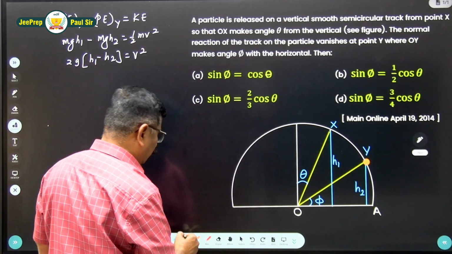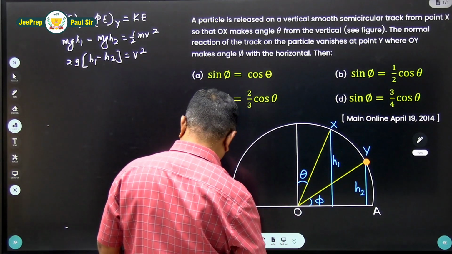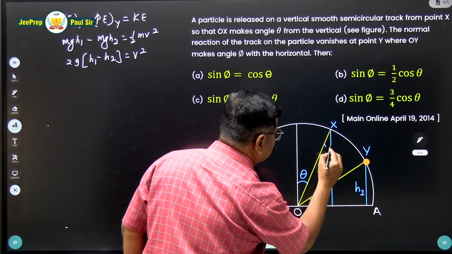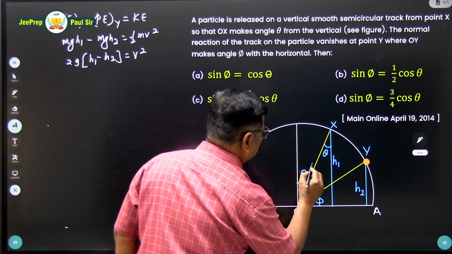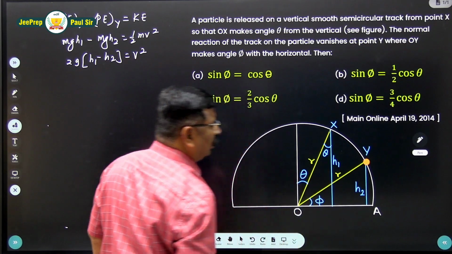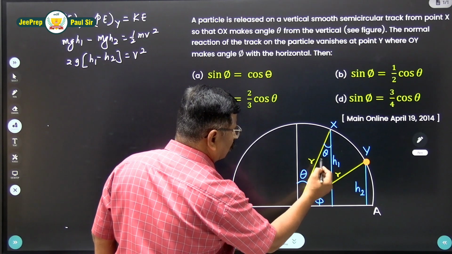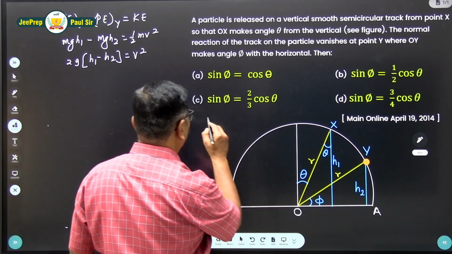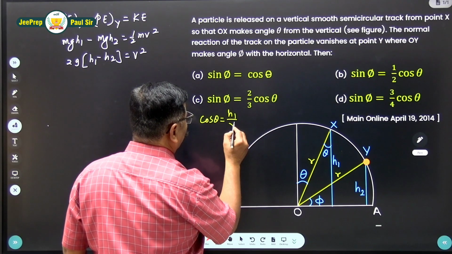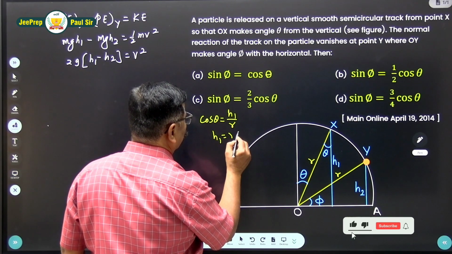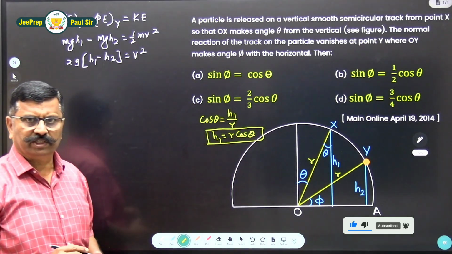It's very simple. See here, when this angle is theta, then definitely this angle is also theta, and let this radius be r. So what will cos theta be here? Cos theta will be h1 upon r. Therefore, h1 is equal to r cos theta. This is the first equation.